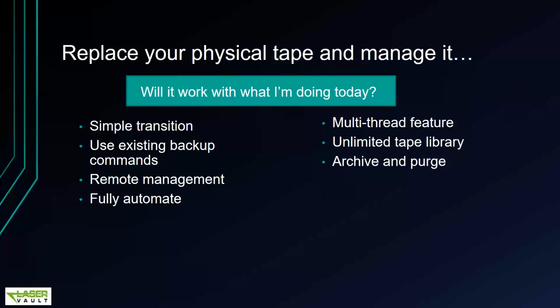Archive and purge. This is a key feature in automating a purge and retention process for your virtual tapes, and an archive process, meaning that if you have certain tapes that you need to keep for a long period of time, you can replicate or move those to cloud storage or another type of storage. We can even talk about duplicating virtual tapes to physical tapes.